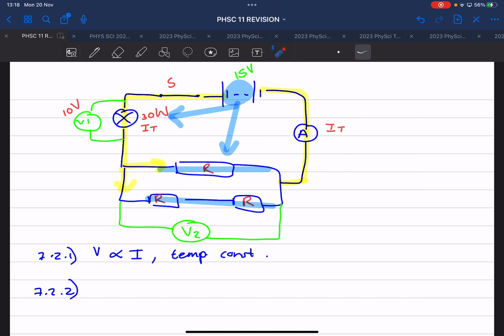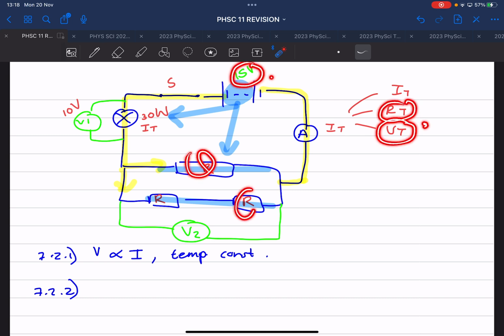Nou my eerste reaksie is okay. Total current, I need total resistance and total volts. Het ek die totale volts? Ja, ek het. Het ek die totale weerstand? Nee. En hoeveel tel jy die punt? Vraag 3 punte. So it can't be 2 calculations. Okay, dit moet 1 berekening wees.